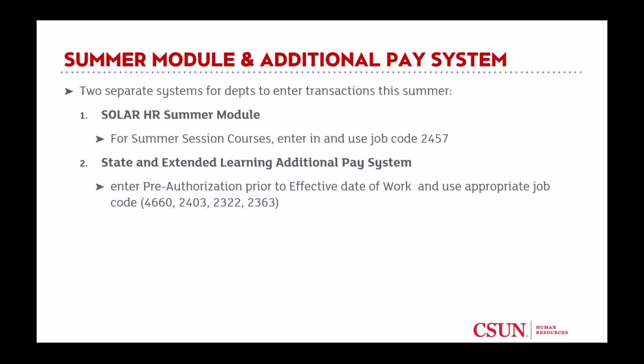You can enter in and use job code 2457. There's also another system for additional pay, which I know Yesenia will be covering in a later slide. For any state and extended learning additional pay work, you need to enter a pre-authorization prior to the effective date and use the appropriate job code to pay those out. I just want to remind everyone that there are two different systems for different kinds of pay.